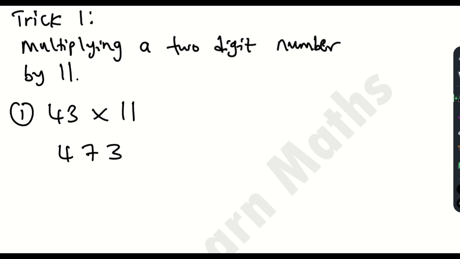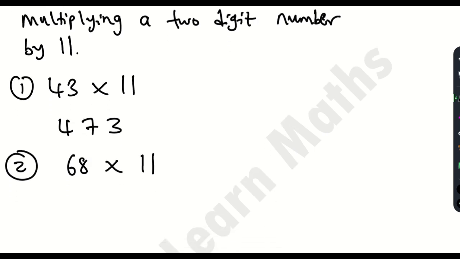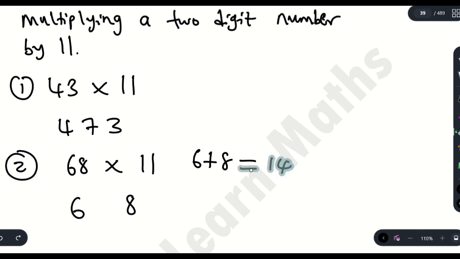Let's try another case. Number 2. 68 times 11. Now let's leave a space again. This is 68, so you write 6, leave a space and write 8. We want to add 6 and 8. If you add 6 and 8, you are going to get 14. But you cannot write 14 here. You will have to write 4 and take 1 and add the 1 to the 6.